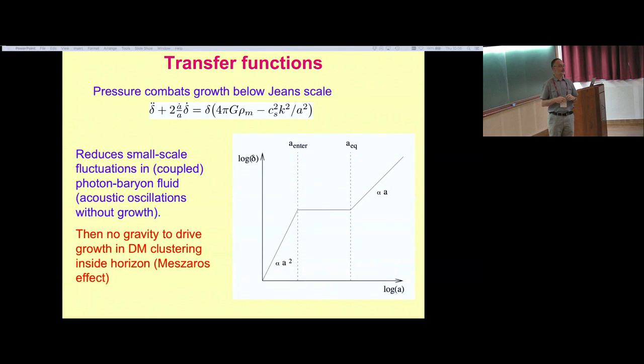So the effect then is that the growth of dark matter, which is previously following the pressure-free growth, switches off and keeps the same amplitude until the universe becomes matter-dominated, and then the fluctuations can grow at the standard rate proportional to the scale factor. So this is a thing called the Meszaros effect.